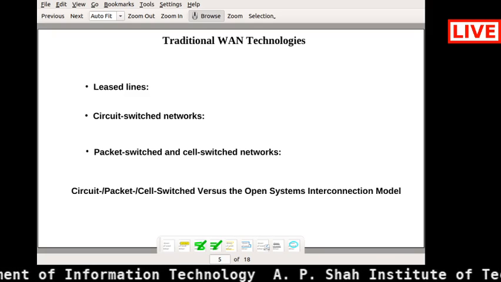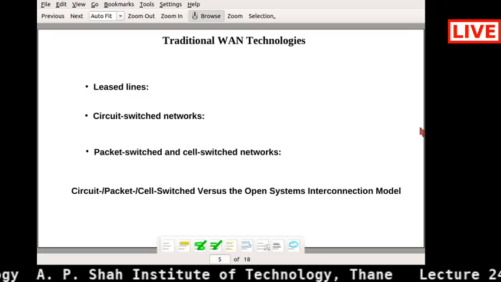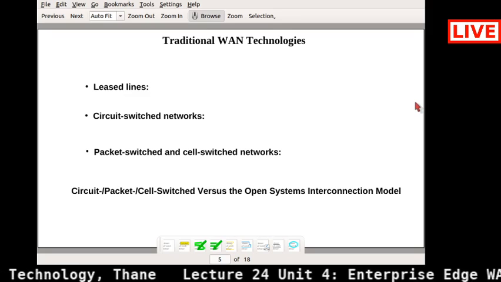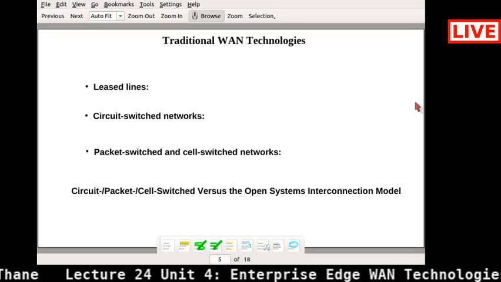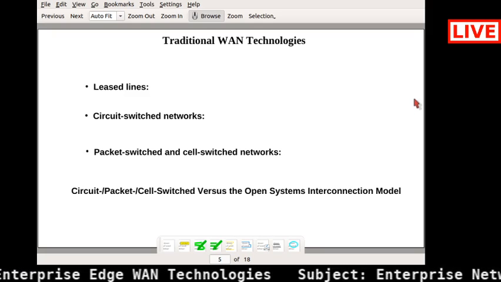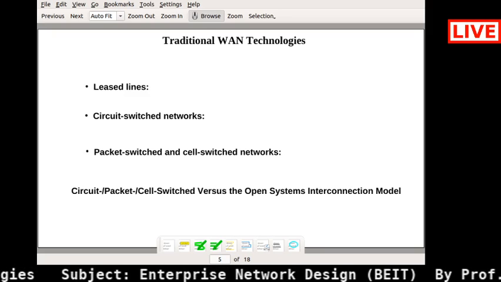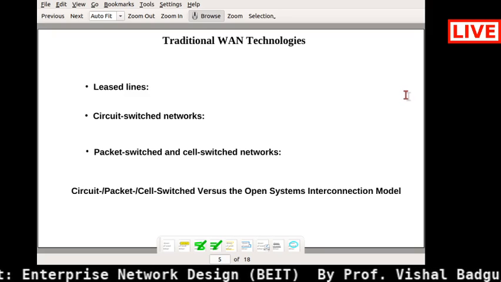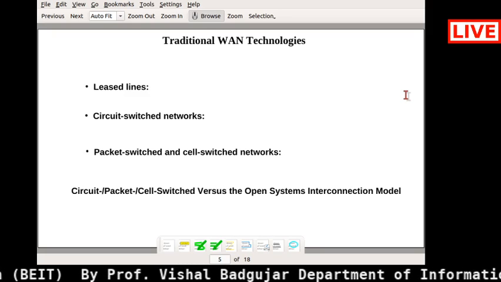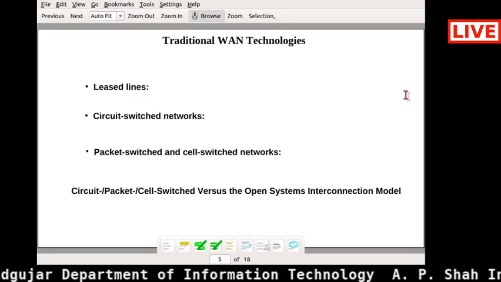The next one is the circuit switched network. If you see the duration of these connections, it gives you a dedicated physical path for a single connection between two different networks or two different end users. An example of this is the PSTN network.